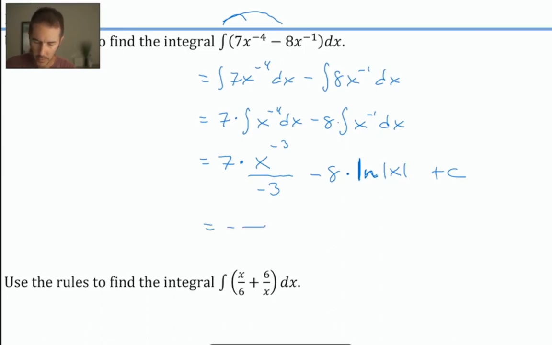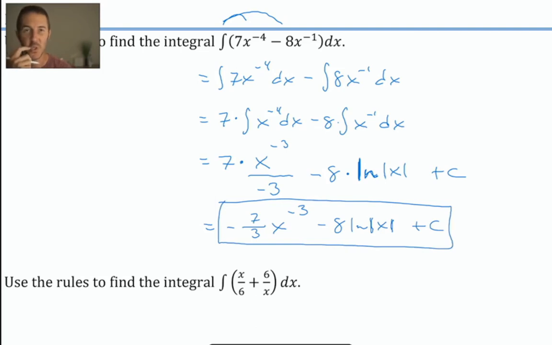X equals negative 7/3. You could write this as x to the negative third power. You could write it as negative 7 over 3x to the third. And don't forget that plus c.